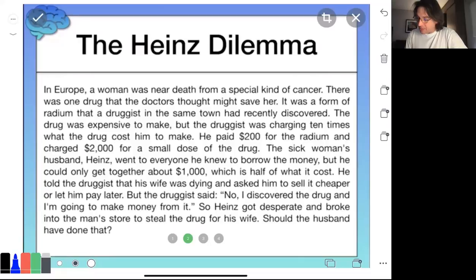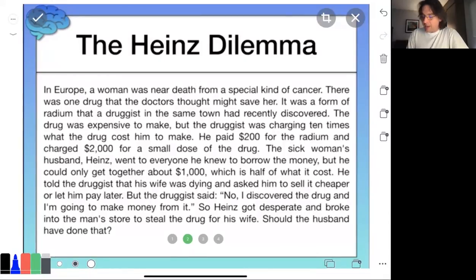The sick woman's husband, Heinz, went to everyone he knew to borrow money, but he could only get together about $1,000, which is half of what it costs. He told the druggist that his wife was dying and asked him to sell it cheaper or let him pay later. But the druggist said, "No, I discovered the drug. I'm going to make the money from it." So Heinz got desperate and broke into the man's store to steal the drug for his wife. Should the husband have done that?